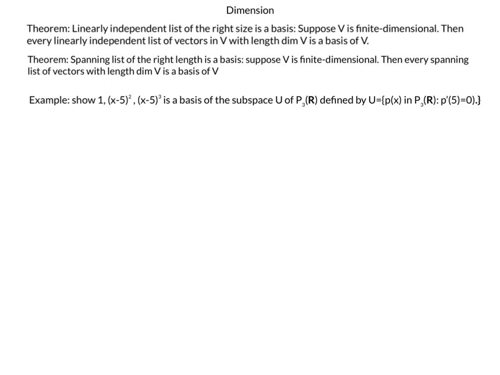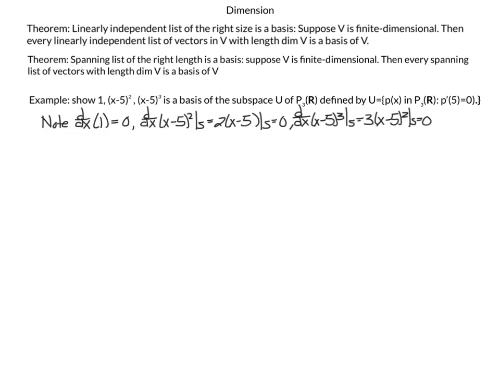Our next example is to show the vectors 1, (x minus 5) squared, and (x minus 5) cubed is a basis of the subspace U of polynomials of degree 3 or less, defined by U equal to the polynomials in the polynomial space of degree 3 or less, such that the first derivative of the polynomial evaluated at 5 is equal to 0.